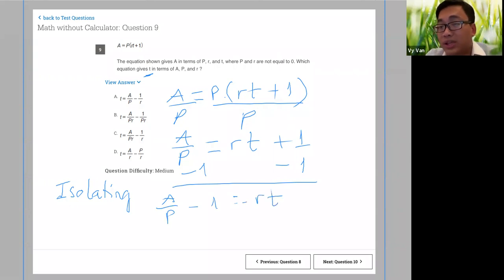Now again, we want T by itself. We want to undo this R times T. To undo this R, we divide. And the golden rule in algebra is that whenever you divide something on one side, you divide that thing on the other side, on every single term. So we're going to divide by R here, and we're going to divide by R here as well. So the R cancels out, and T is by itself. Let's look at the answer choices to see which one matches. So A over PR minus 1 over R. The answer is C.